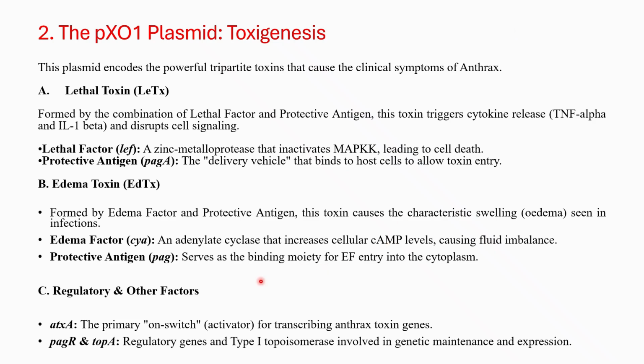Next, the regulatory genes. Finally, the plasmid PXO1 contains several regulatory genes, most notably ATXA, which serves as a master activator of transcription for the toxin genes, along with PAG-R and TOP-A, that ensure the bacterial virulence factors are expressed at the right time during infection. Together, the capsule from PXO2 and the toxin from PXO1 make Bacillus anthracis a highly effective pathogen.